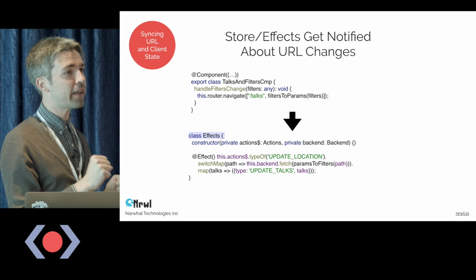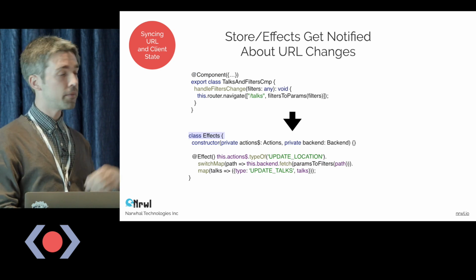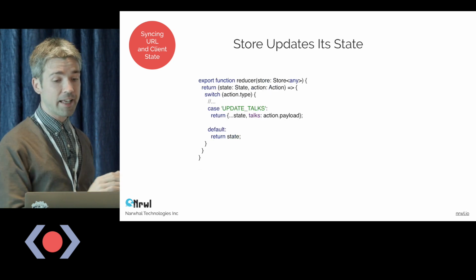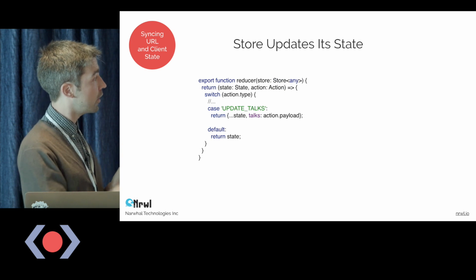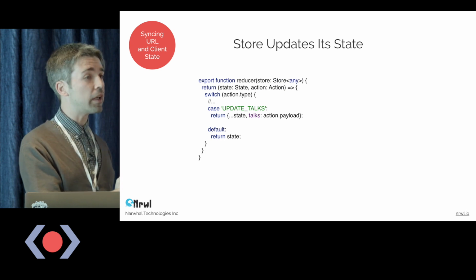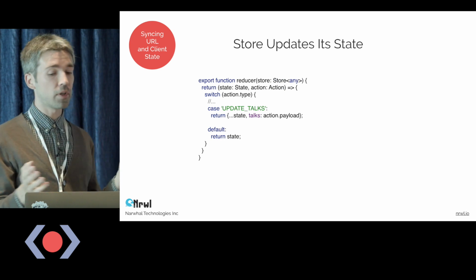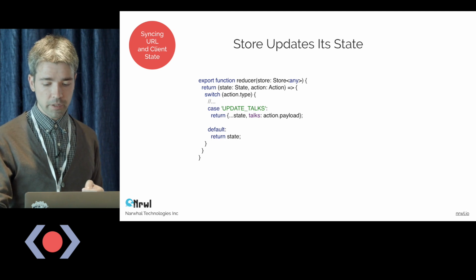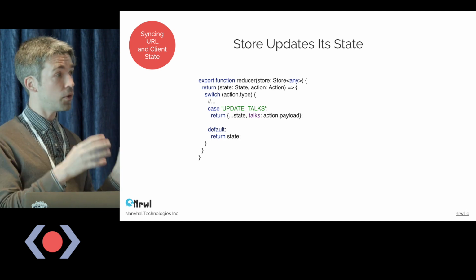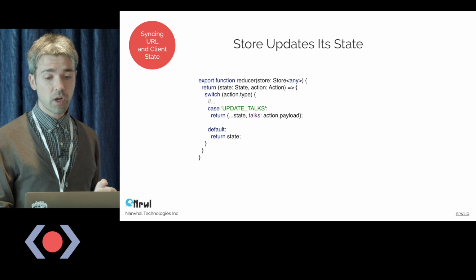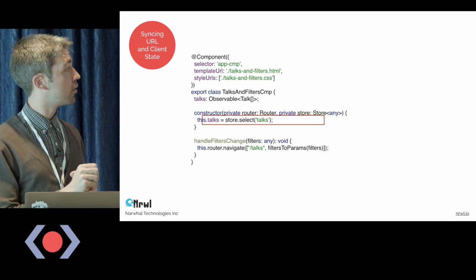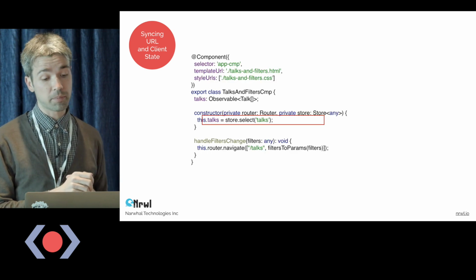Basically, it listens to the location change, gets a list of talks, dispatches a different action. And then some reducer is going to listen to that action, and it's going to create a new state with this new set of talks. Okay? And after this reducer is done, a new state will be emitted from the store, which this component is going to pick up and is going to display.